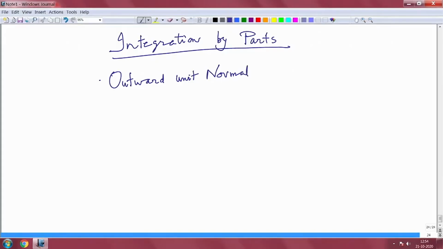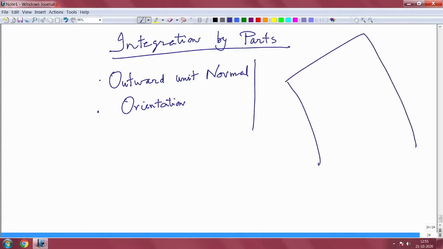And then there is a much deeper concept, what is called an orientation. I do not want to get into these things, but these are the important things. But about the outward unit normal I want to tell you something. So, you have a surface. Why I am telling this is that these are the things you should get familiarized with if you want to study PDE and of course even other subjects.